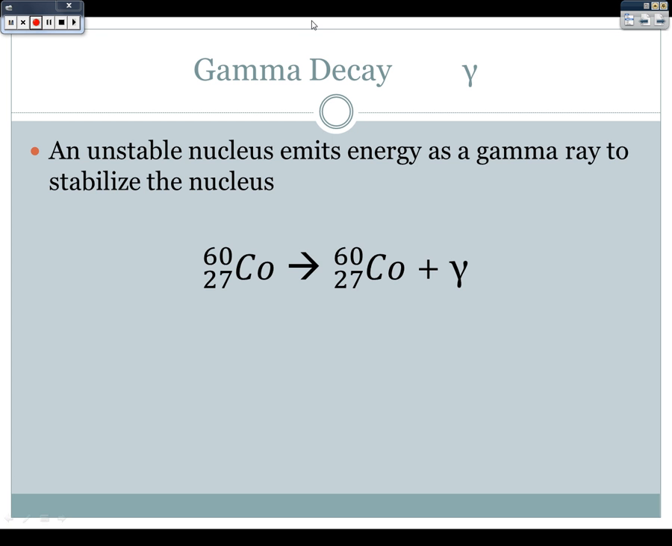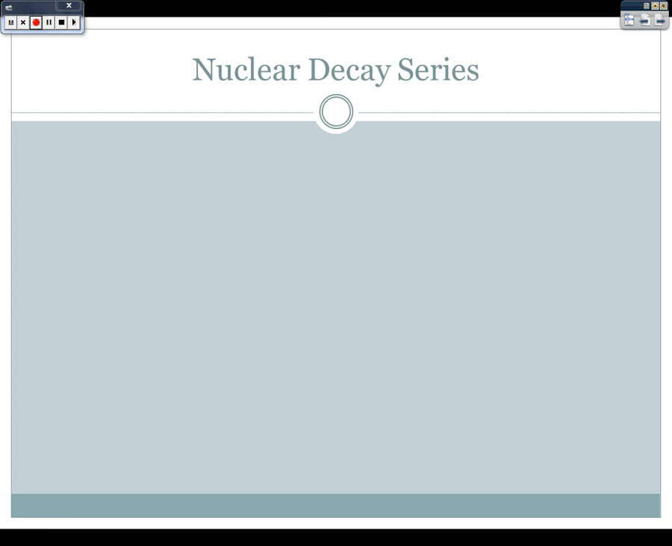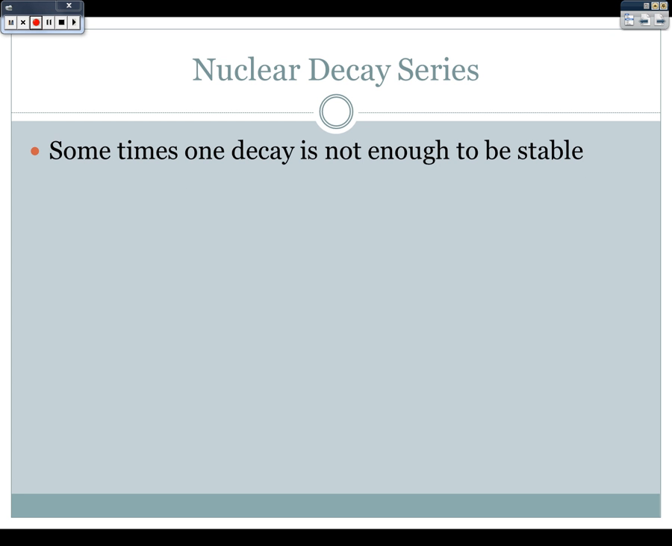Now, I do want to mention one more thing before you click off, and that's the idea of a nuclear decay series. And what this means is that sometimes one decay is not enough in order for an element to be stable. Those really, really heavy elements, meaning that they've got lots of protons and neutrons, those radioactive elements, sometimes it's not just enough to emit 2 protons and 2 neutrons. The biggest radioactive decay you can have, an alpha decay.